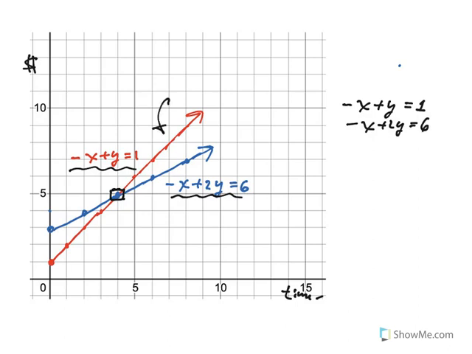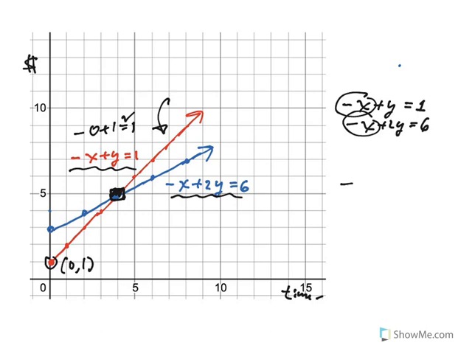Because this red line has a solution set, and every point on it, for example 0, 1, is a point in the solution set, because it's true that minus 0 plus 1 equals 1. But there are all these other points, infinitely many of them actually, on the red line. There are also infinitely many points on the blue line, but there's only one point, in this case, that's on both lines: the intersection.